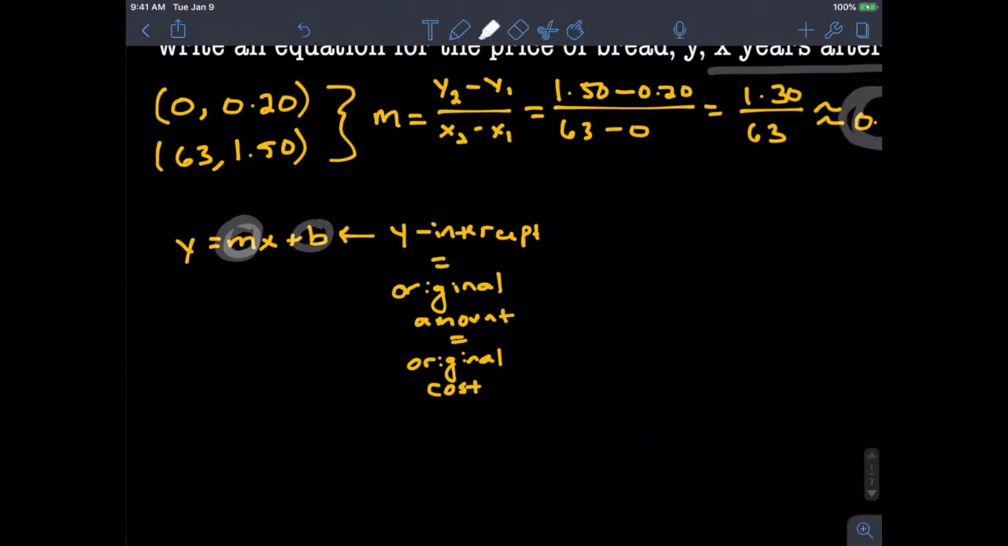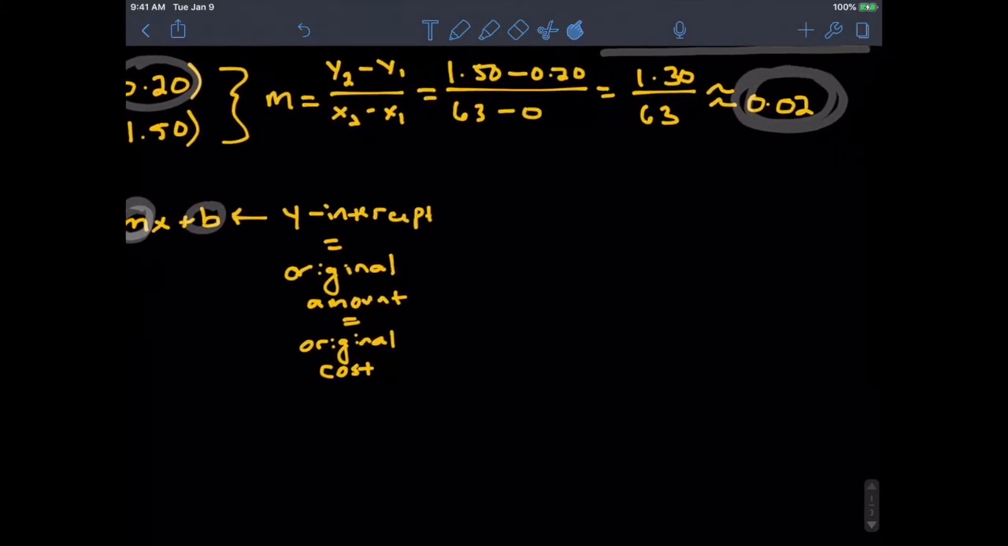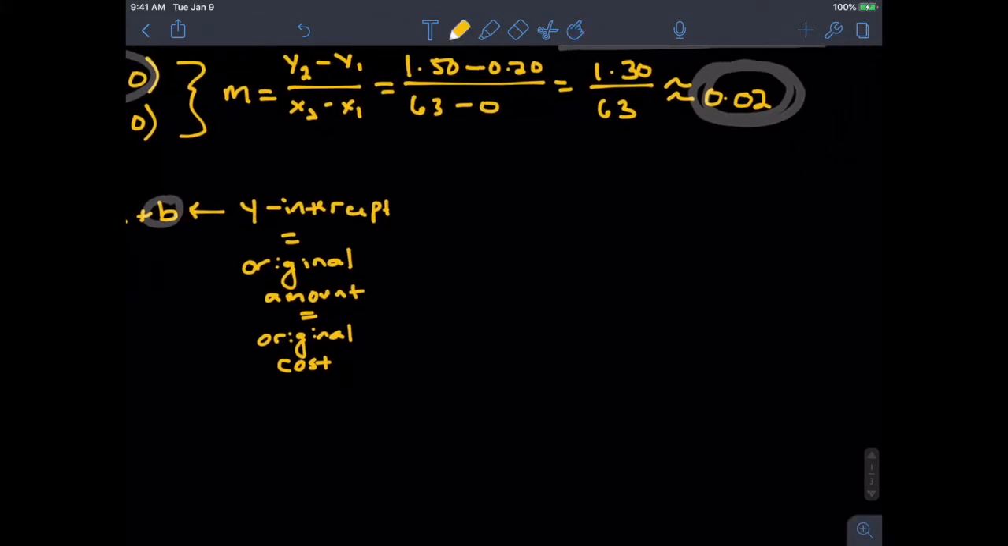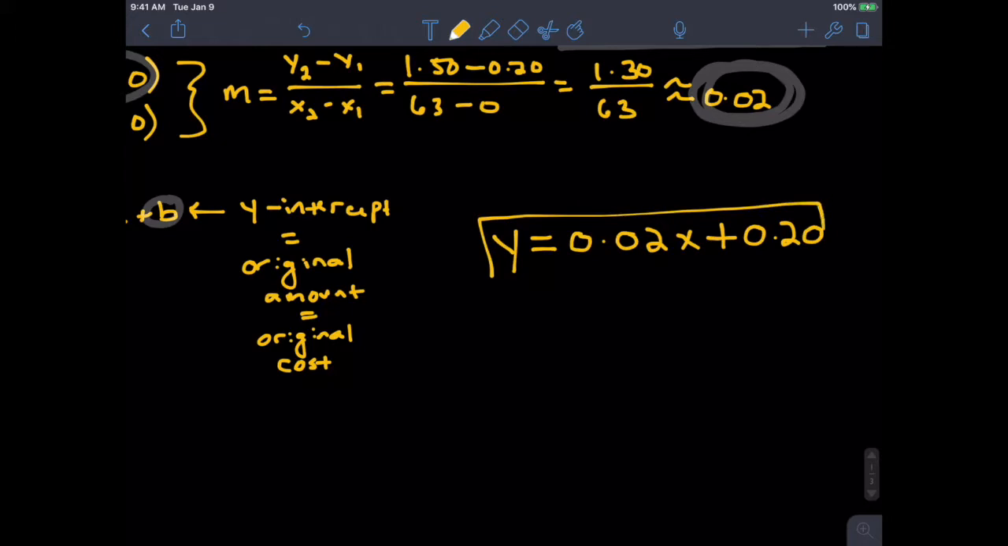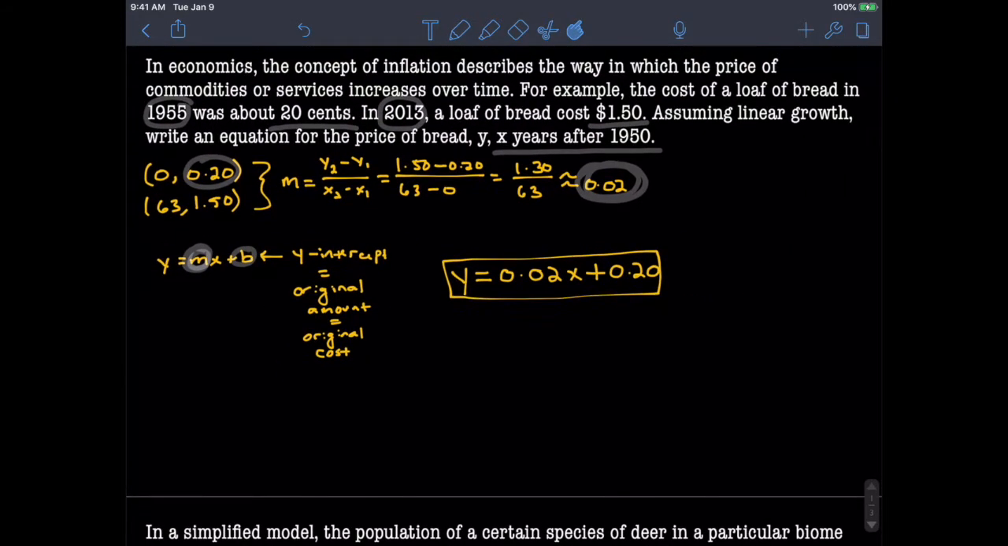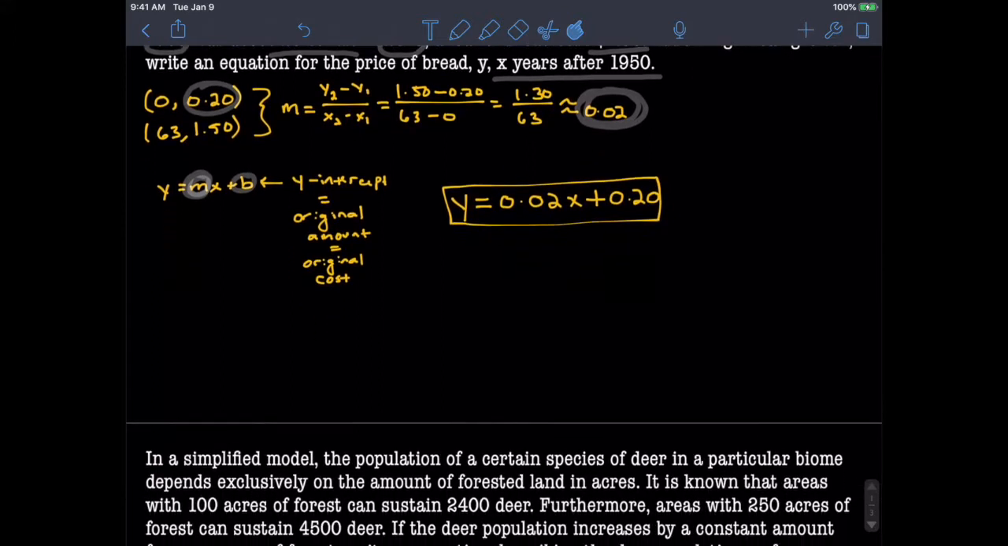Well, I think we have that information already. That's the 20 cents. And now, armed with this information, we're going to go ahead and write our final answer. We get y equals the growth rate of 2 cents times x plus our original cost of 20 cents, aka y equals 0.02x plus 0.20. Alright, let's move on to another example.